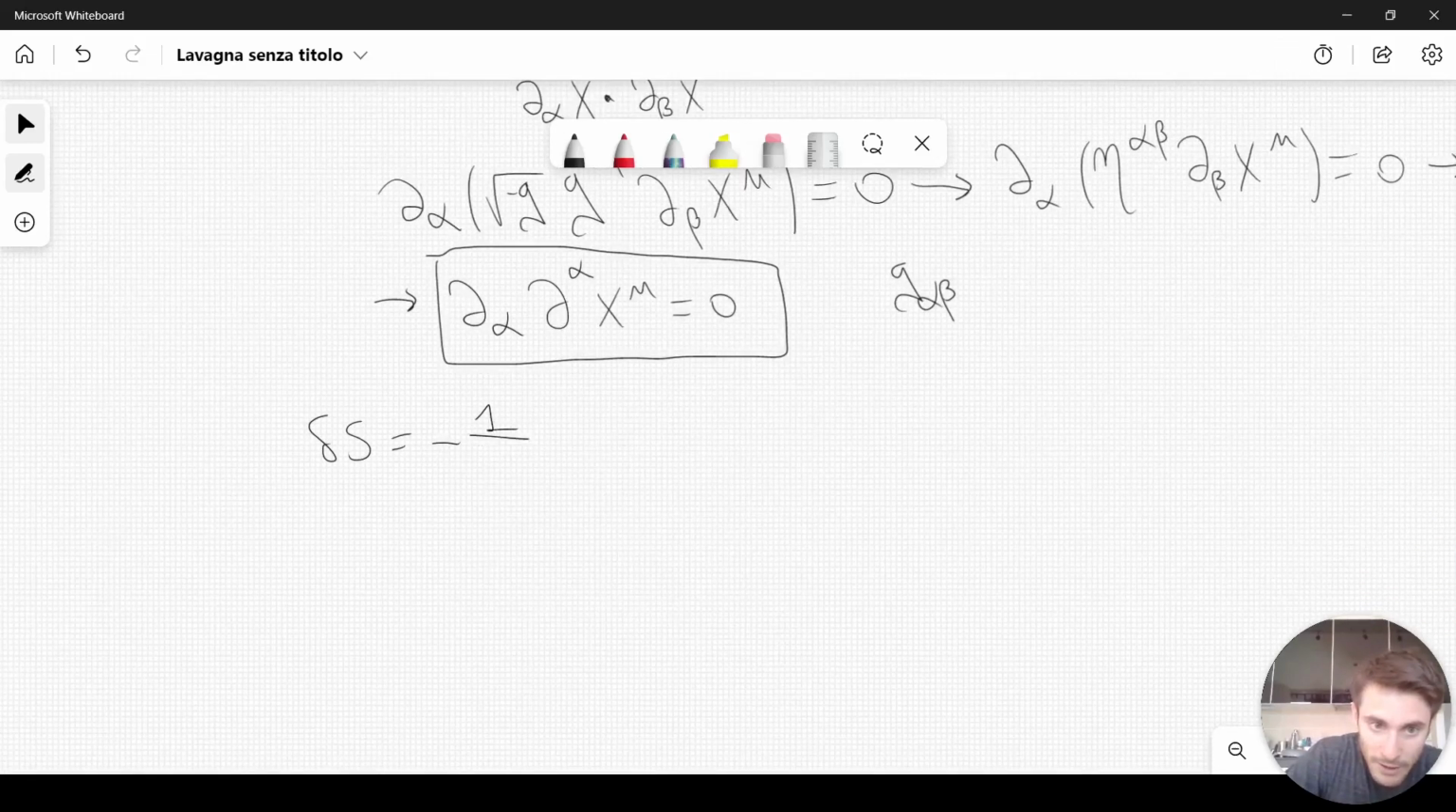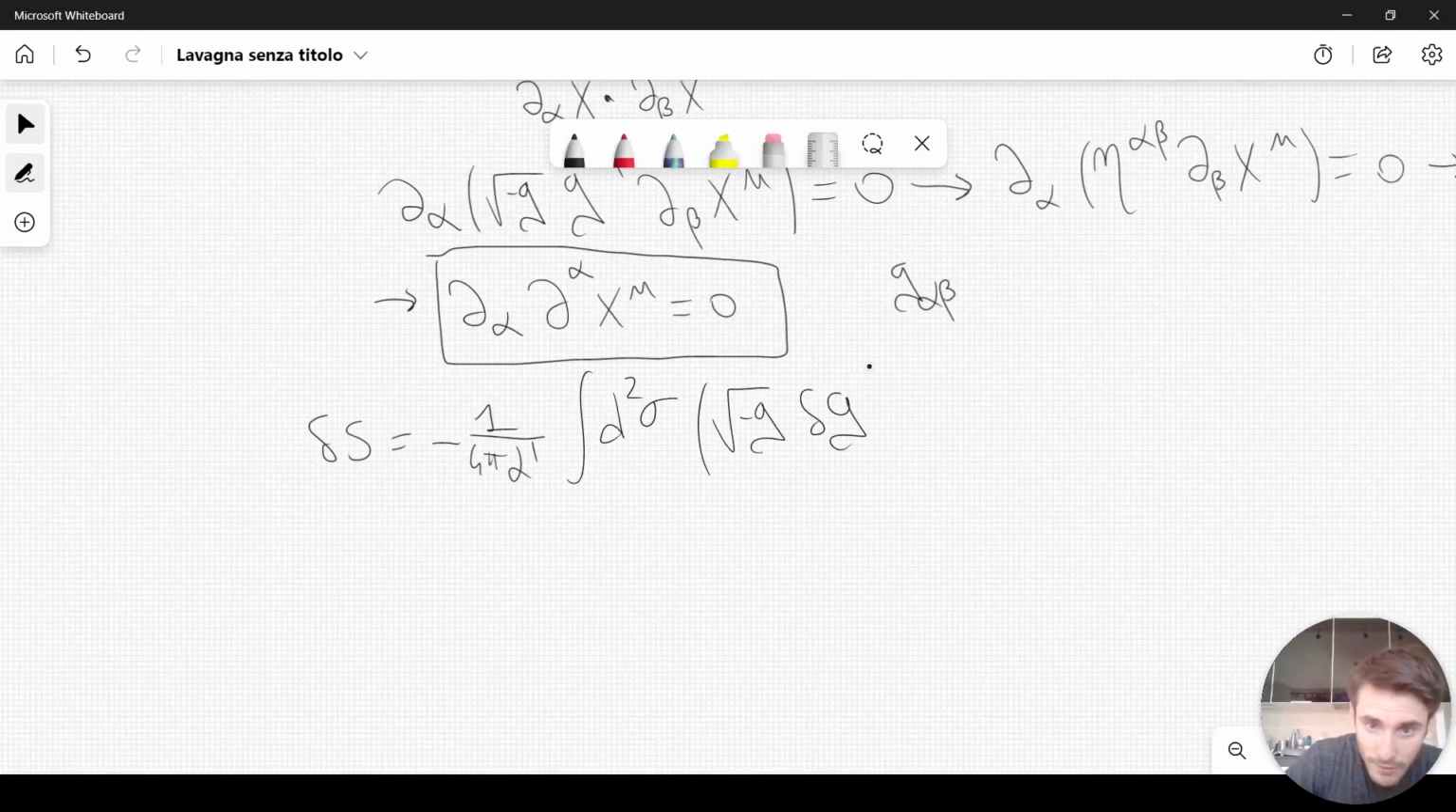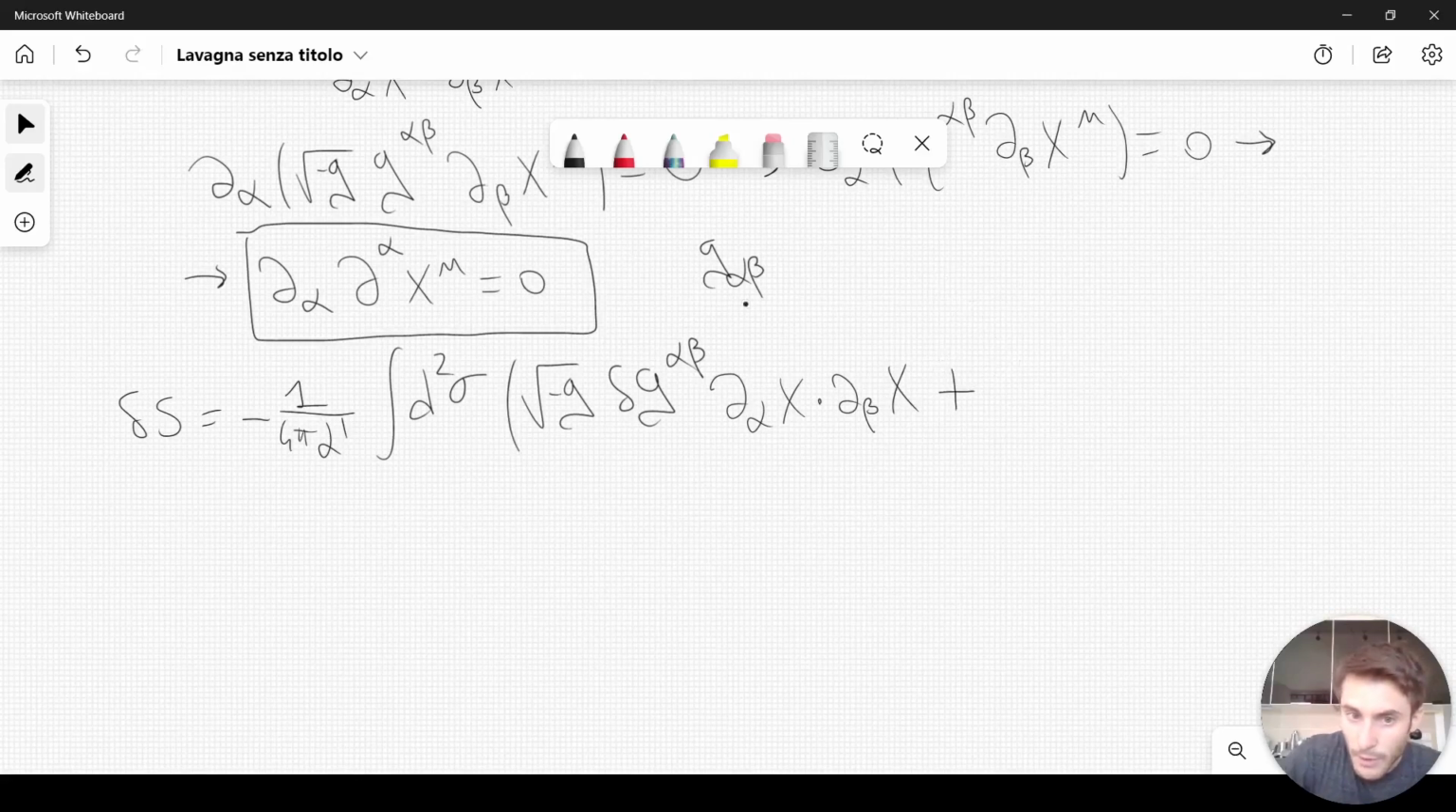We have the same constant minus 1 over 4 pi alpha prime. Then we have integral d squared sigma. And then we have the square root of minus g. And then we vary g alpha beta. Then we have d alpha x dot product with d beta x. Then you have to take the variation of the square root of minus g. So we have the variation of the square root of minus g. And then you have g alpha beta times d alpha x dot product d beta x. Let me change the name of these indices, alpha and beta, and I can do that because they are just dummy indices.